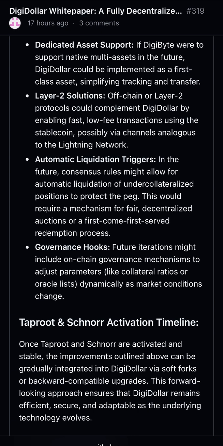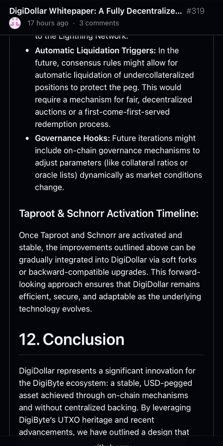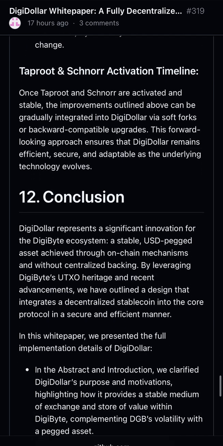Layer 2 solutions. Off-chain or Layer 2 protocols could complement DigiDollar by enabling fast, low-fee transactions using the stablecoin, possibly via channels analogous to the Lightning Network. Automatic liquidation triggers. In the future, consensus rules might allow for automatic liquidation of under-collateralized positions to protect the peg. This would require a mechanism for fair, decentralized auctions, or a first-come first-served redemption process. Governance hooks. Future iterations might include on-chain governance mechanisms to adjust parameters, like collateral ratios or oracle lists, dynamically as market conditions change.